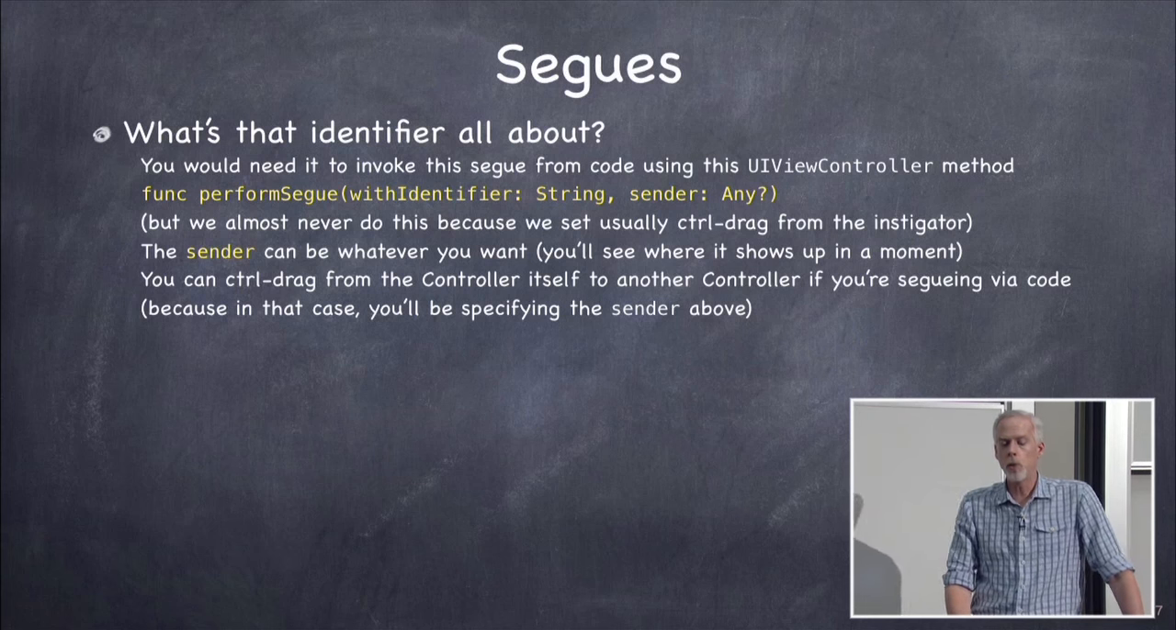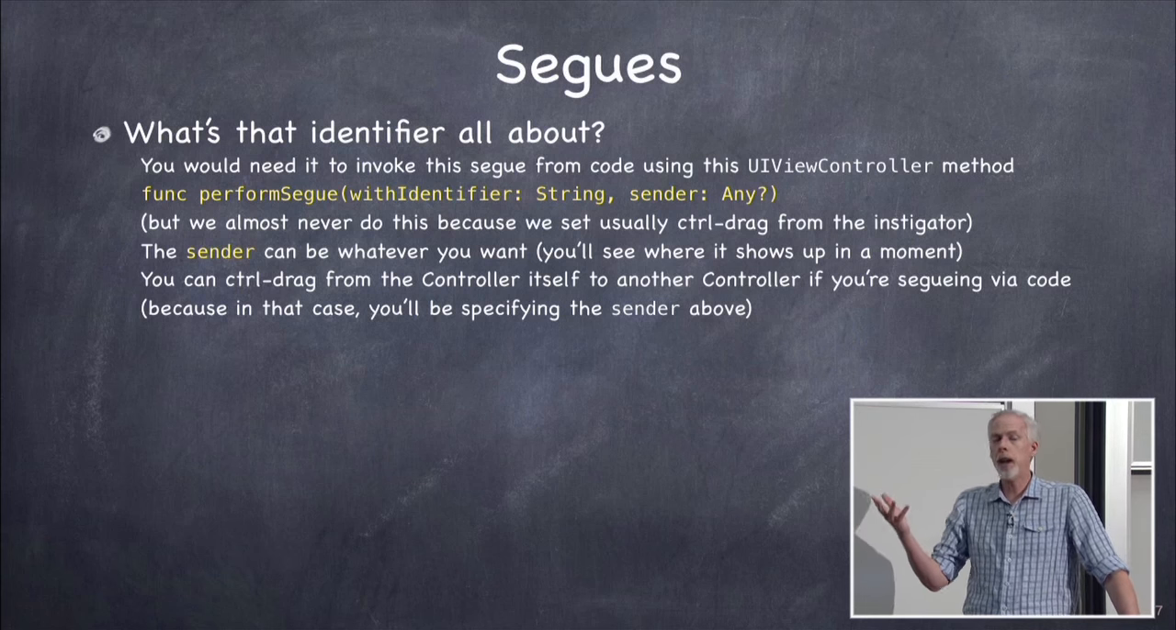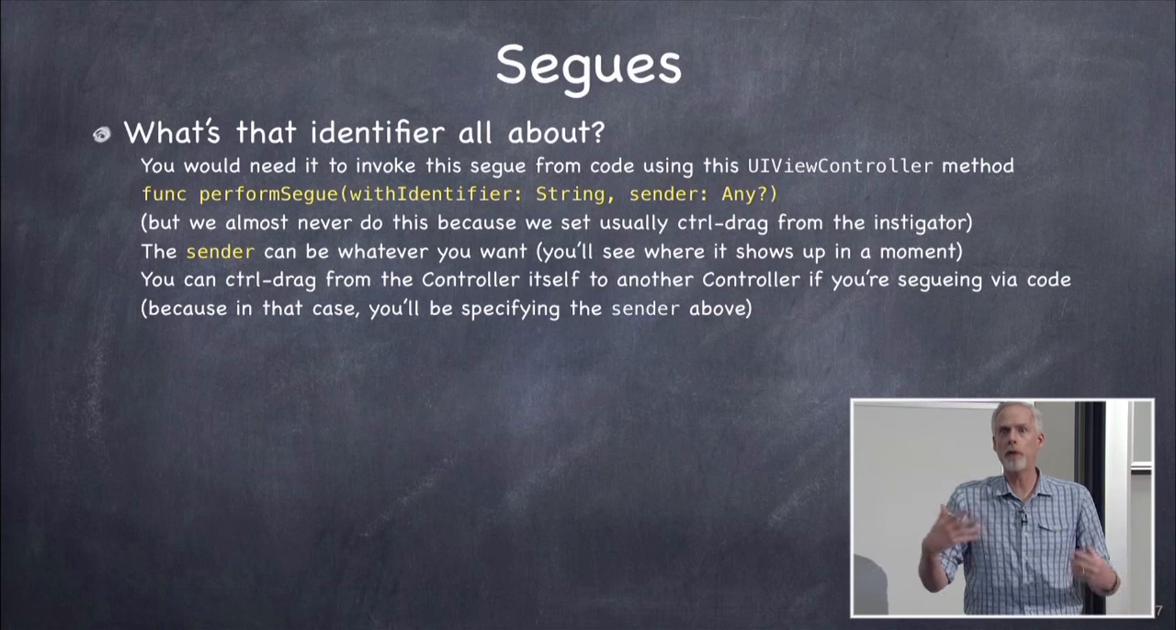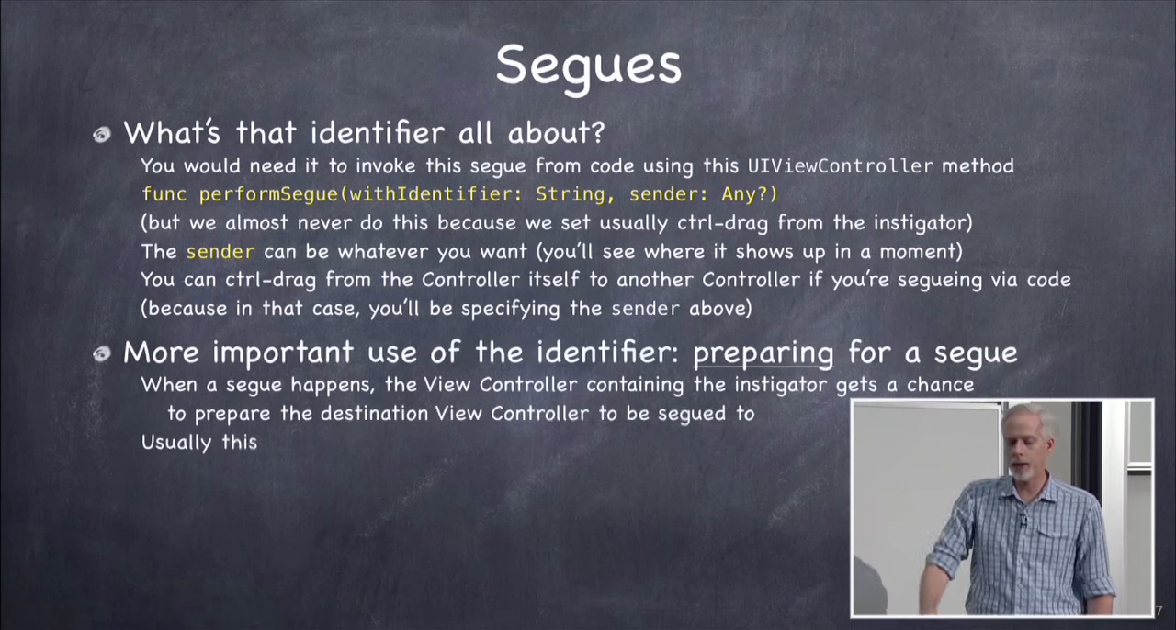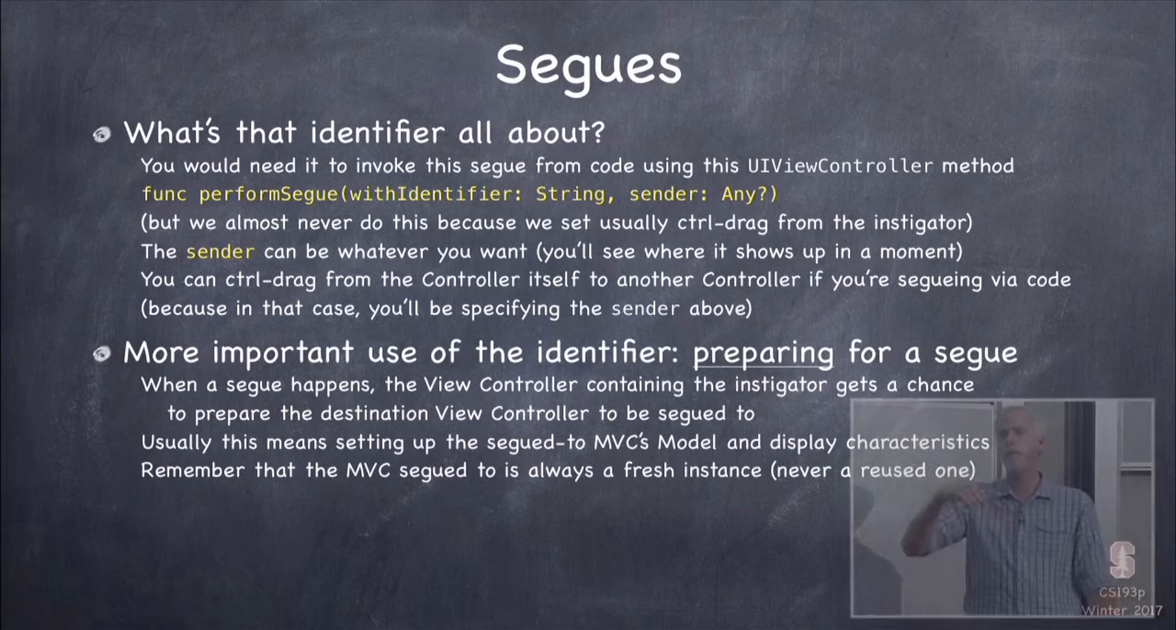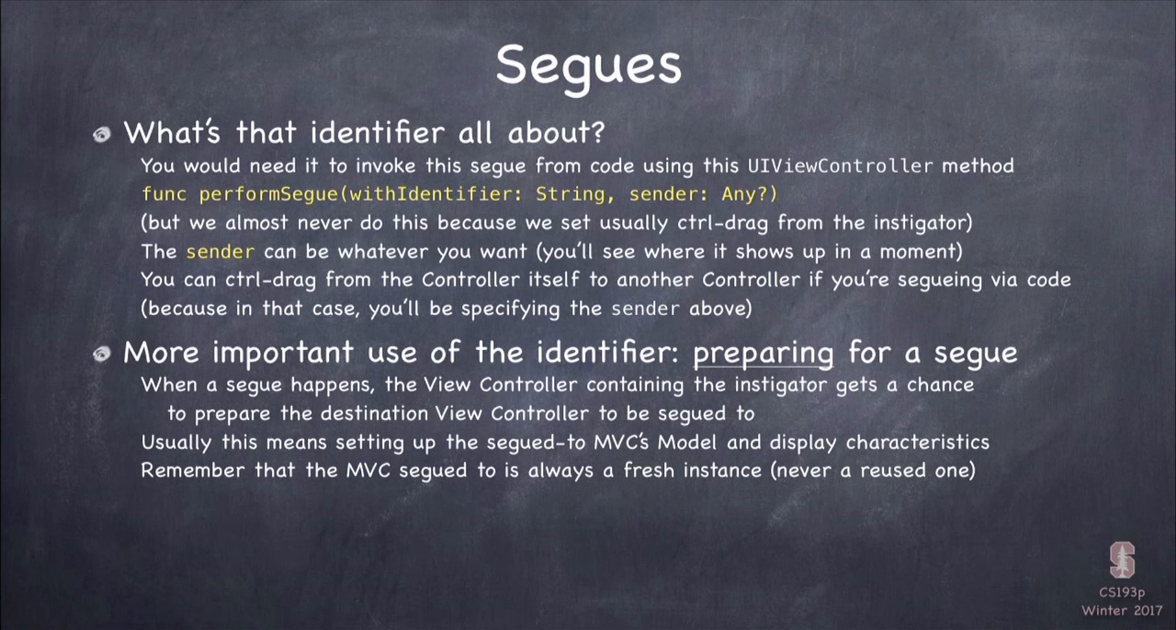But, so what can you do with these identifiers? It is actually possible to cause a segue to happen from code with perform segue with identifier, but I'm not even going to talk about that because we're never going to do that. We always are going to have buttons. Well, I'm going to say we're never going to do that, but we won't be doing that in your assignment 3, that's for sure. It's pretty rare. But you can do it with perform segue.